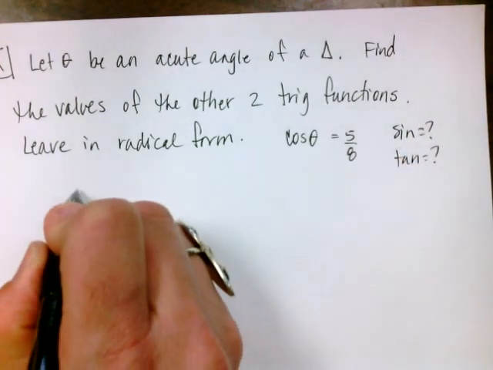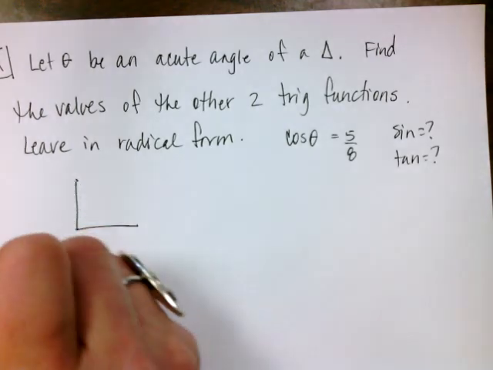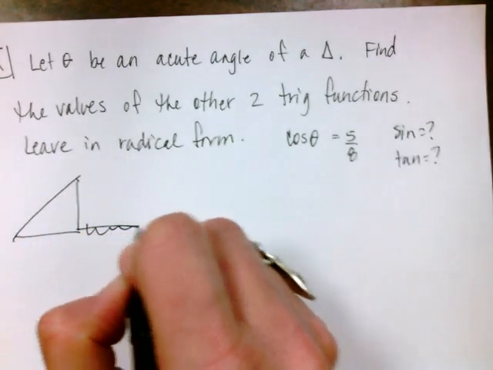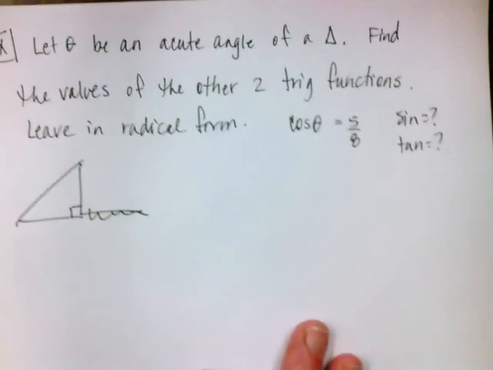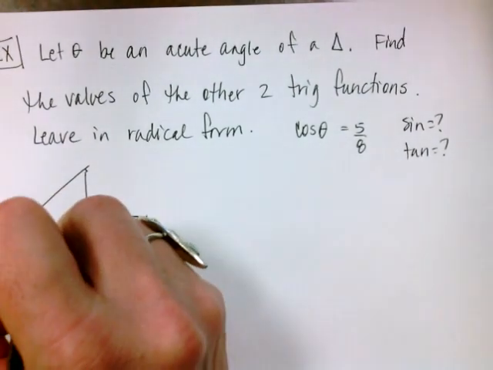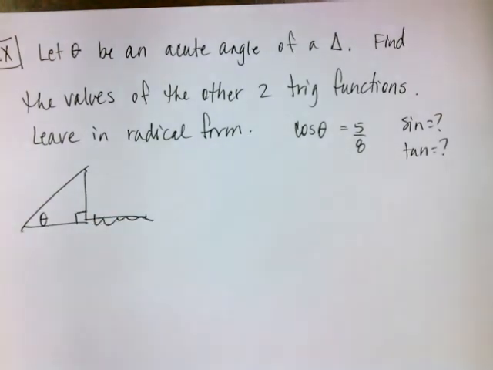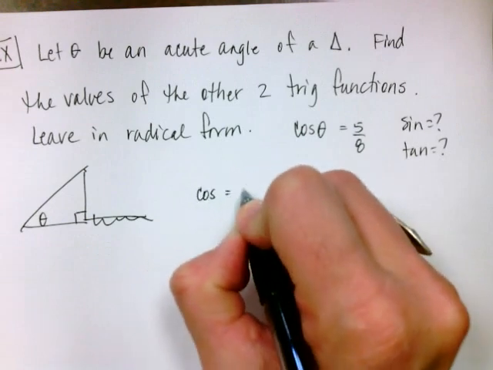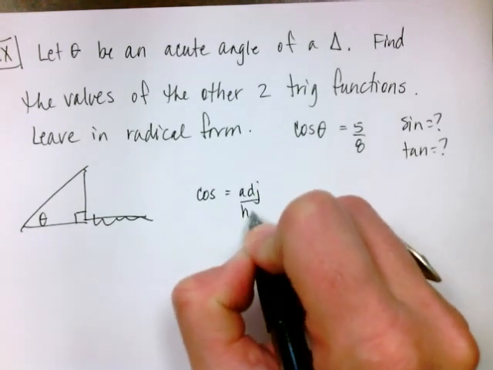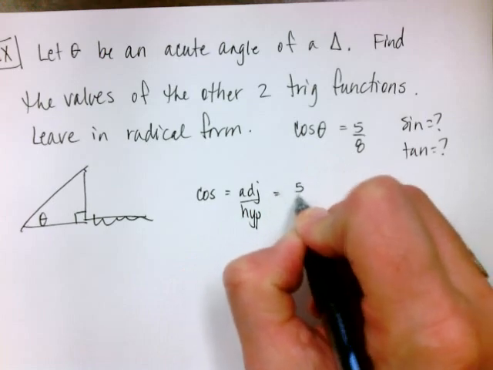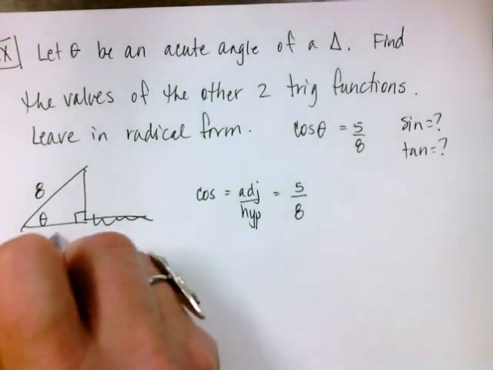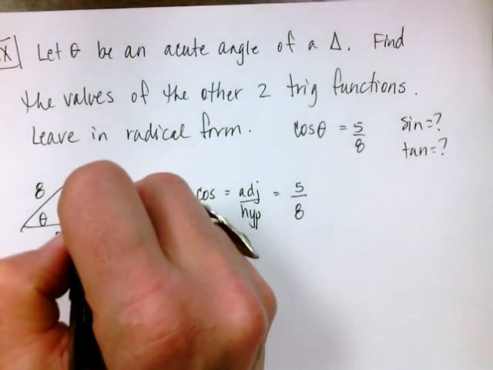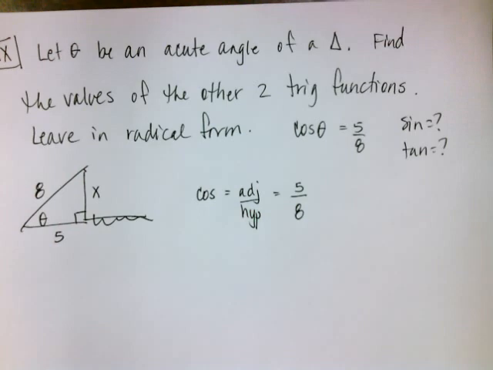Okay? So the first thing that I'm going to do is draw a triangle. Oops, I'm going to go the other way. I'm going to scribble that out, sorry. There's my right angle. I'll explain why that's my default triangle in a couple of sections. So I'm going to let this be theta, okay? And it says the cosine of theta is 5 over 8. Well, the cosine is the adjacent over the hypotenuse, so that means that the adjacent is 5 and the hypotenuse is 8. There's my hypotenuse. Here's the adjacent.